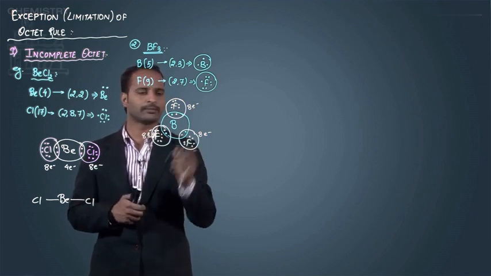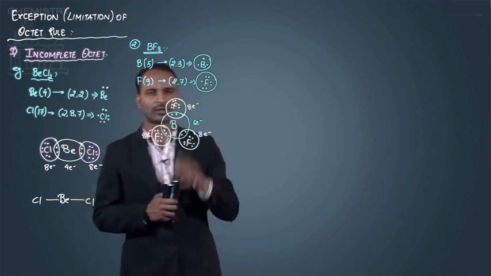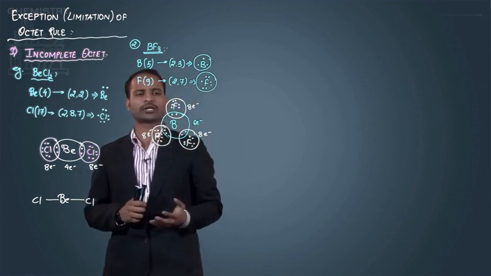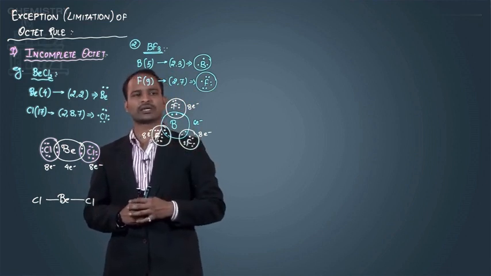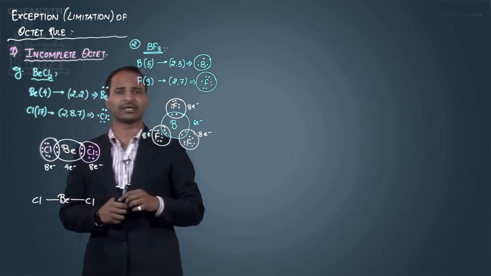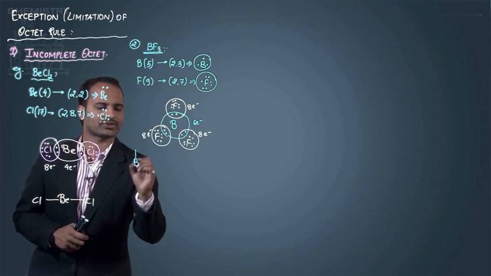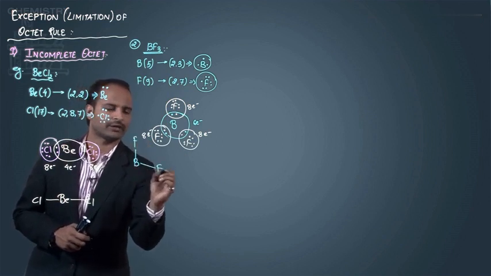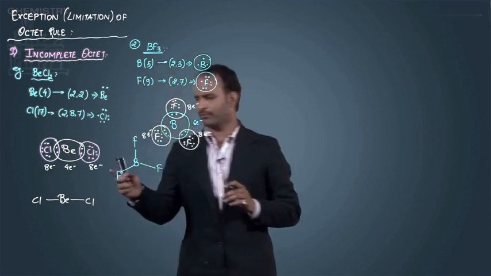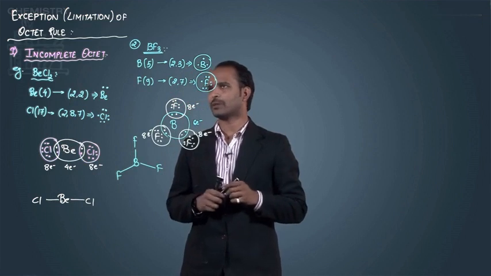So what about the boron? Boron present at the center has only 6 electrons in the outermost orbit. Again, this becomes a limitation of the octet rule, because boron at the center has less than 8 electrons, that is, an incomplete octet. The structure of BF3 is B with F, F and F. The geometry is trigonal planar. We are going to learn about all these geometries in the remaining part of the chapter.